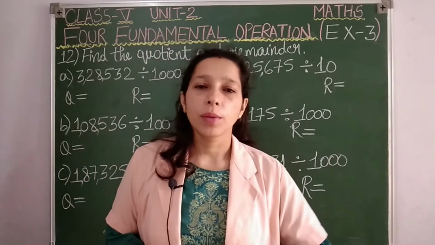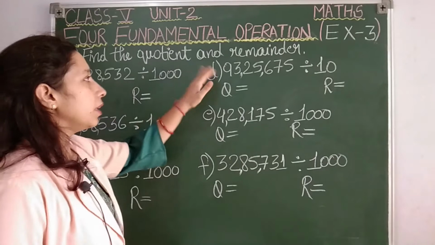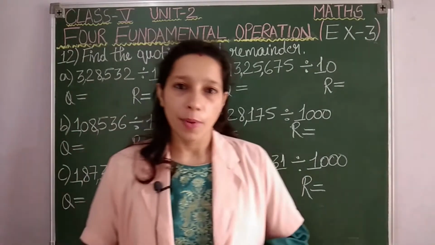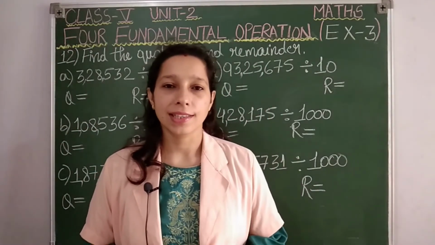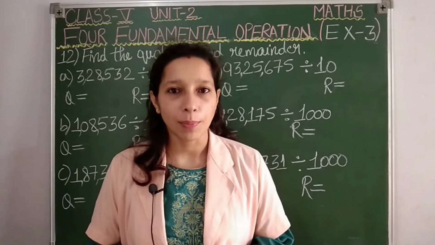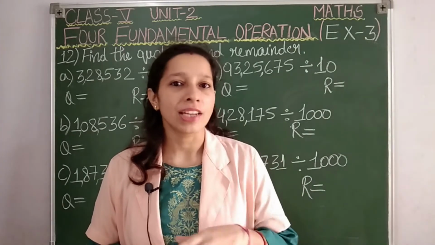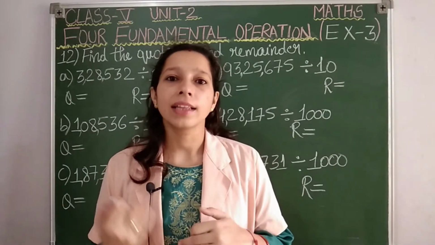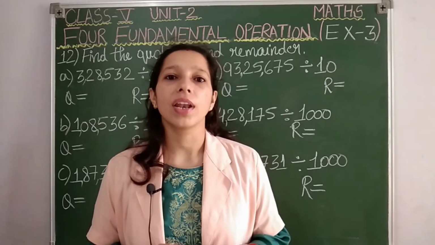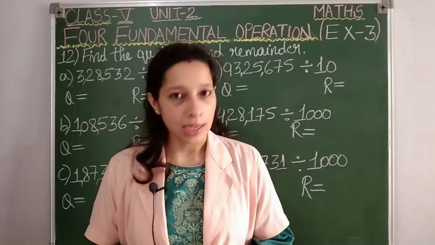So students, question number 12 in your textbook, look. Find the question, then remainder. This type of question I have also explained to you in exercise 1. Remember, see students, in question number 11 we multiplied the given number with 10, 100 and 1000, means numbers which end with zeros. And here in this question we are going to divide the given number with 10, 100, 1000, means numbers which are ending with zeros.